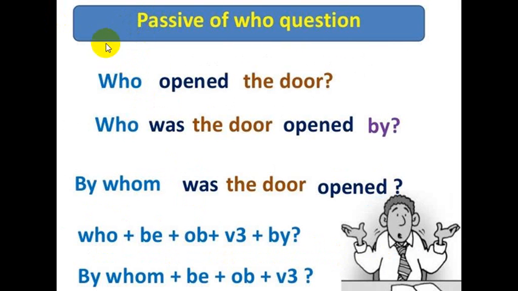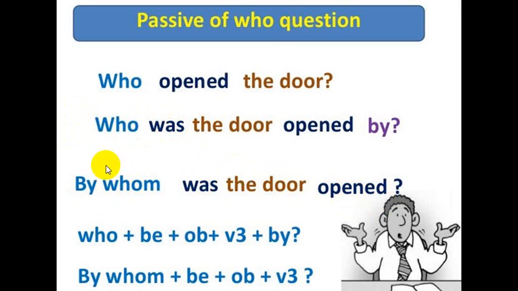Examine these examples. Passive of who question. Who opened the door? Yeah, this is an active question. The passive will be who was the door opened by? Or another form, by whom was the door opened? So I can use this form or this form.